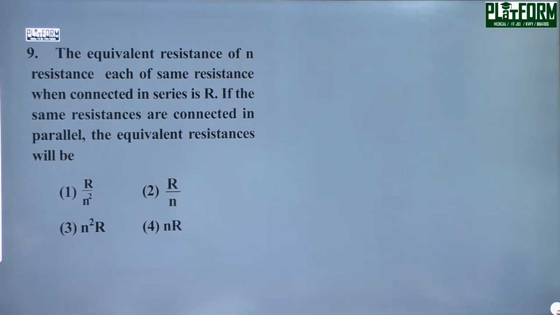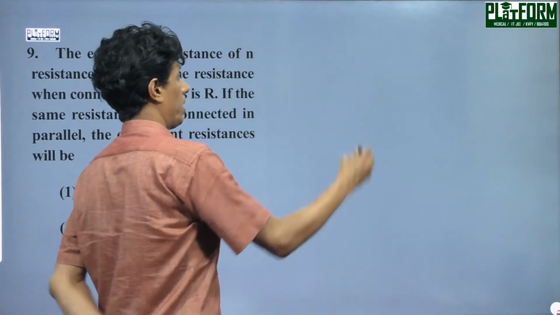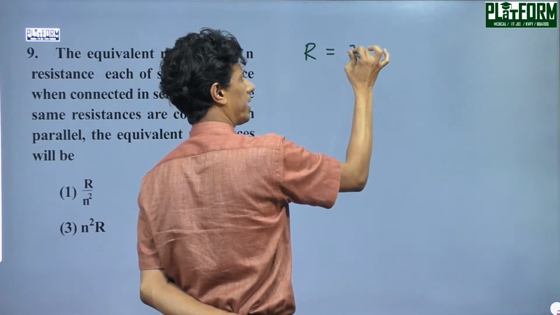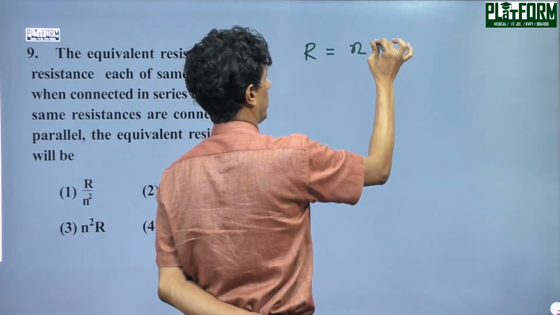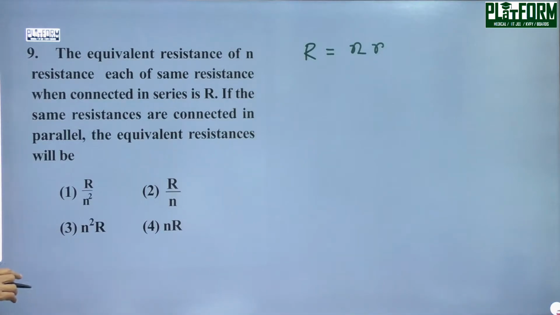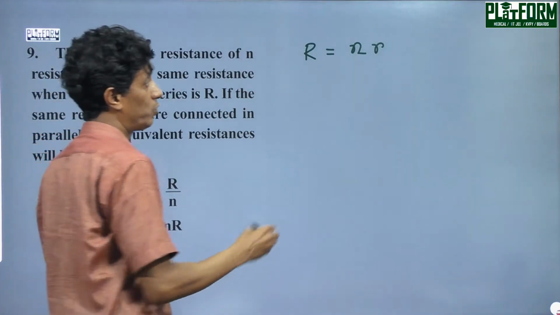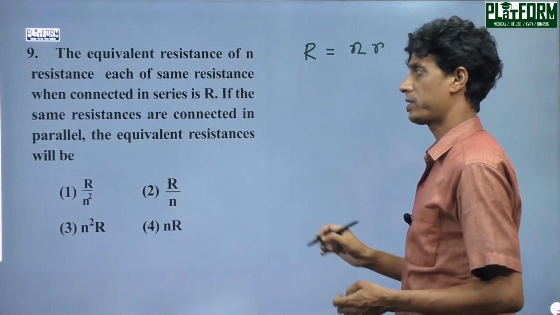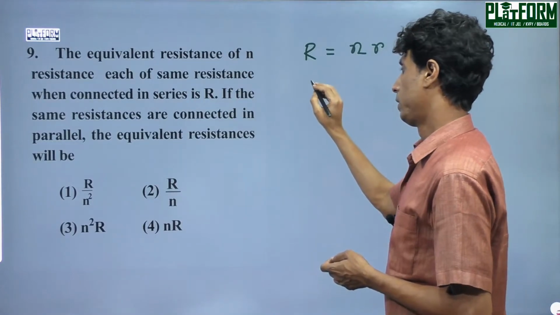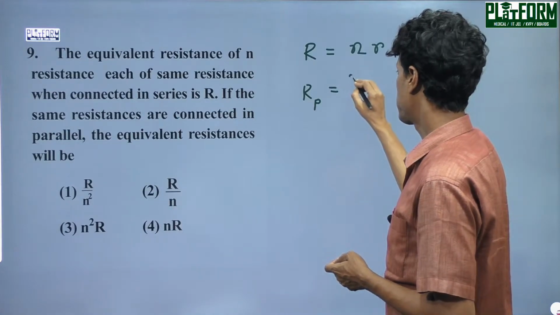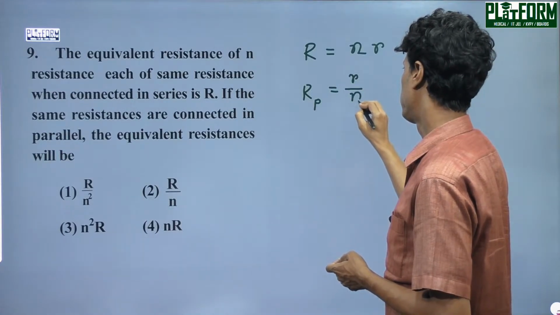Equivalent resistance of n resistances, each of the same resistance, connected in series is R. Let us say the resistance of each conductor is r. So the equivalent resistance is R equal to nr. If the same resistances are connected in parallel, the resistance becomes r by n.